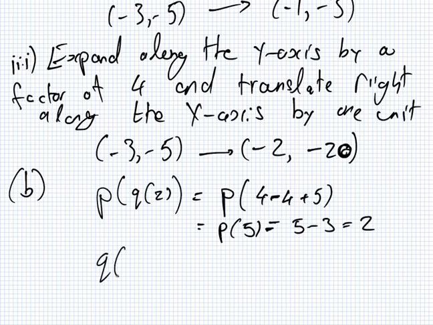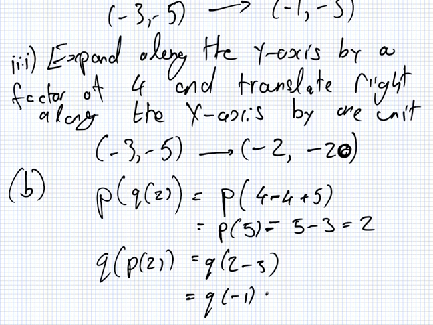And then you want to put the 2 into P and then into Q. So that would be Q of 2 minus 3, which is Q of minus 1, and then put minus 1 into Q. So that would be 1 plus 2 plus 5, which is 8. Okay. So that's okay so far. The next part's a bit tricky. I mean, it's just longer.